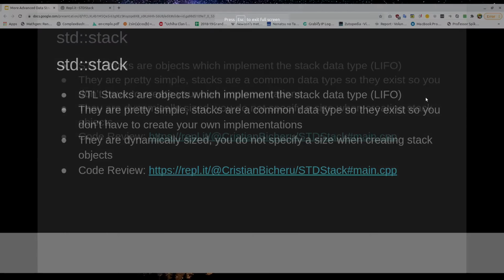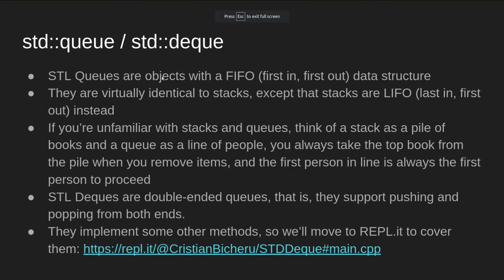So let's move on. Then there's std queues and deques. I'm going to try and pick up the pace here. I don't want to take up too much time. STL queues are objects with the FIFO data structure as opposed to LIFO. They're virtually identical to stacks, except that stacks are LIFO, remember that? So it's last in, first out. You take from the top of the pile first, whereas queues are FIFO. So you take from the first, like the bottom of the pile first. It's kind of like a line of people. It's always the first person in line that goes first, right? You don't have people from the end of the line going out first.